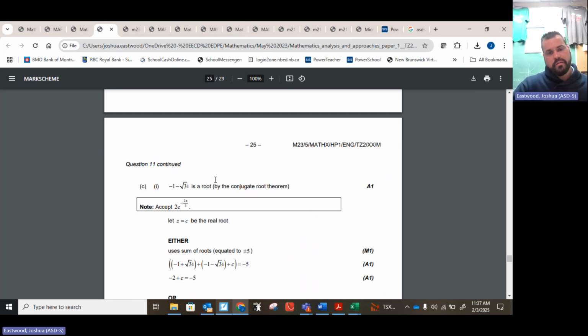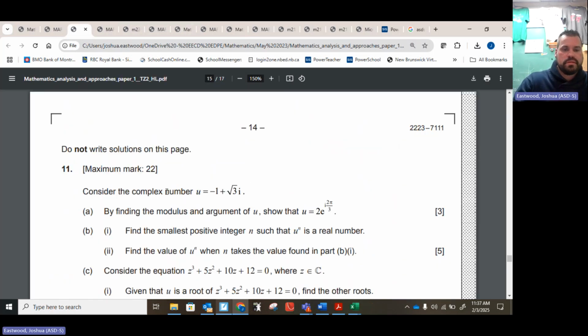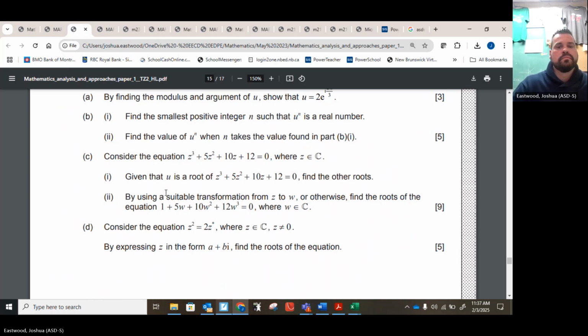And so we have to then take those two values and find the third one. If you look at what the question says, if you know two of the roots and it's a cubic, there has to be one more root. And so we're going to try to find that root.